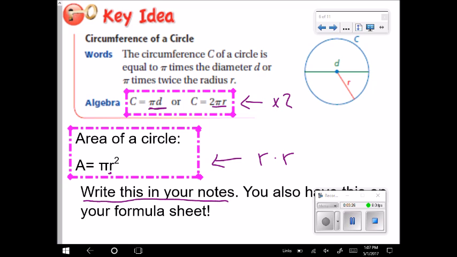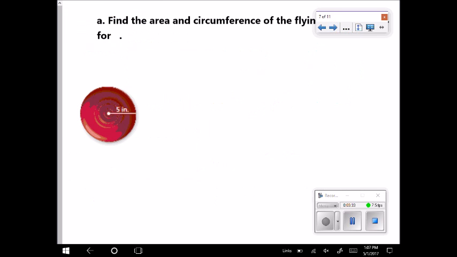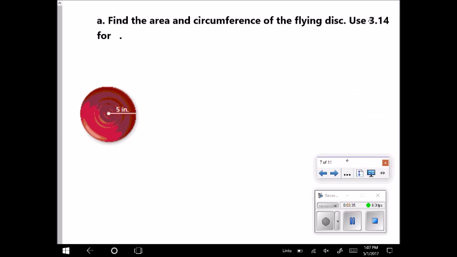Okay, so we're going to do some examples. This shouldn't take us too long. We've done this before, so we're just going to work through it. Yes, you need to show your work. Yes, you need to write these down. Alright, so the first one, we're looking for the area and the circumference of the flying disk here. It says use 3.14 for pi. It doesn't actually say that on there, but now it does. Okay, so first things first, let's start with the circumference. Circumference is equal to pi d or 2 pi r. Either one works.